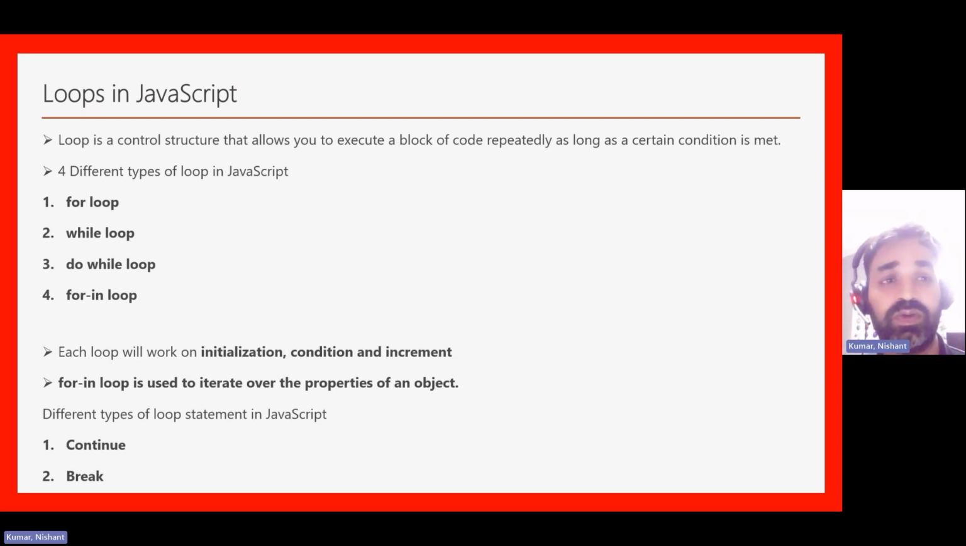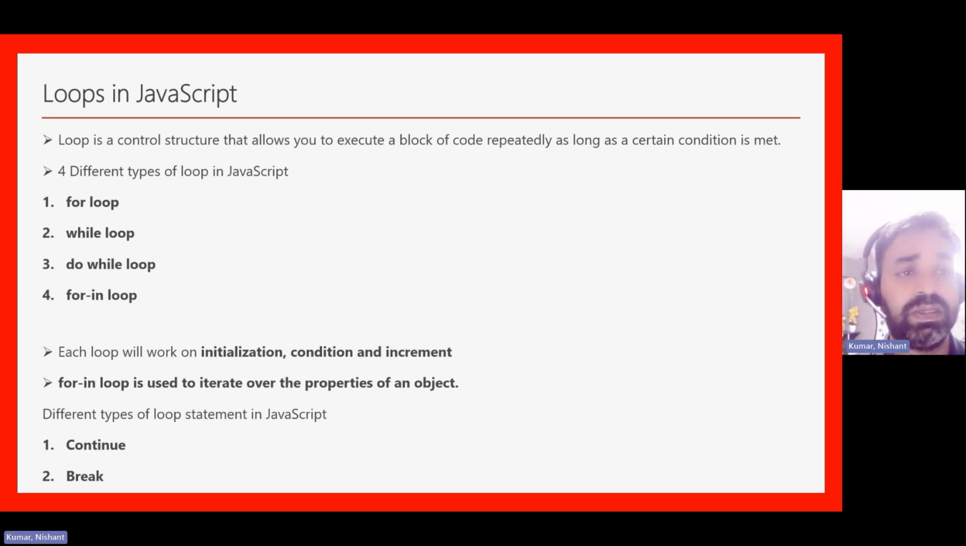So when you talk about loops in JavaScript, which is a control structure, it allows you to execute blocks of code or lines of code repeatedly as long as certain criteria are met, right? So suppose you wanted to print the numbers 1 to 5. Either you can print this 1 to 5 in 5 different lines of statements, or you can use a loop, which is provided by JavaScript.